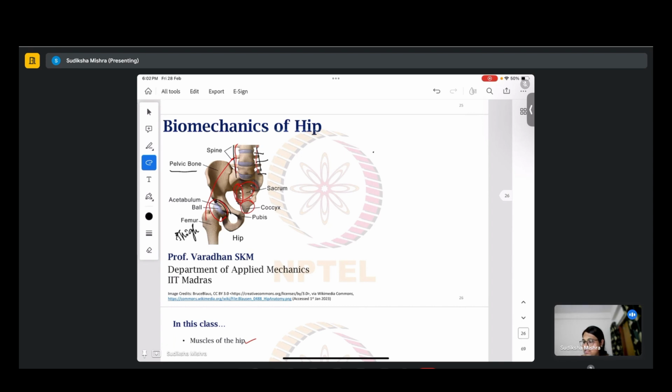While this is similar to the ball and socket joint which you'd find in the shoulders, it does not have that much freedom of movement, because there are a lot of ligaments here which essentially hold the bones in place, so that there is stability to the human. Okay.